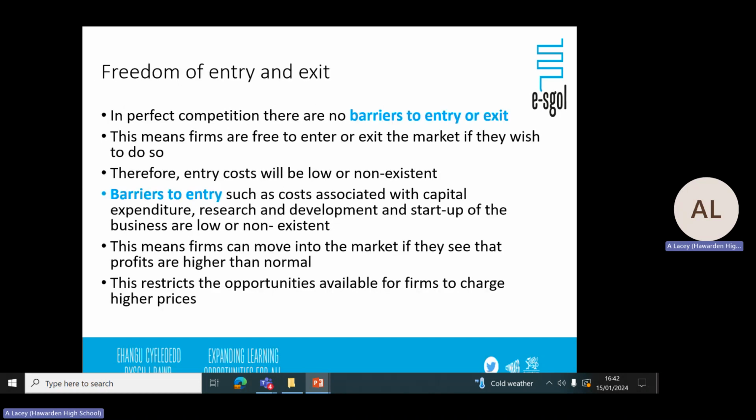Now, in perfect competition, there are going to be no barriers to entry or exit. So this means that firms are free to enter or exit the market if they wish to do so. Therefore, entry costs will be low or non-existent. Barriers to entry, such as costs associated with capital expenditure, research and development, and startup of the business, are low or non-existent. This means firms can move into the market if they see that profits are higher than normal. This restricts the opportunities available for firms to charge high prices. So this is the theory, again, of perfect competition.